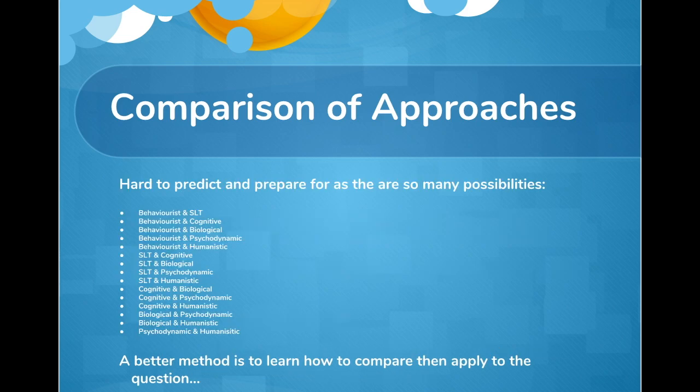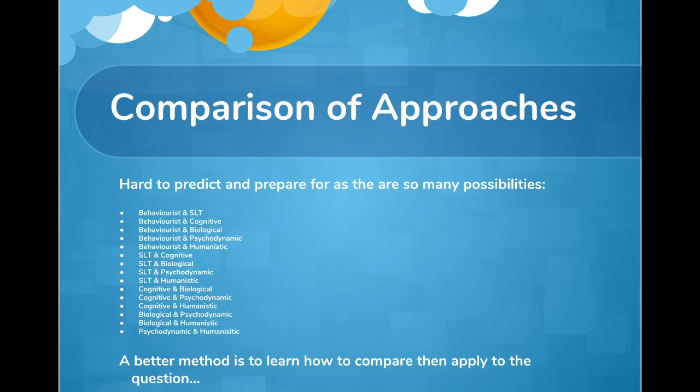It would be very hard, I think, to predict which comparisons might come up. It would be very hard, probably, to have done every comparison question before you go into the exam, and to have maybe model answers as you might for some of the other topics, just because there are so many possible comparisons. You could potentially compare any approach against any other. I tried to go through a list here. So you could compare the behaviourist and social learning, compare behaviourist cognitive, behaviourist biological, behaviourist psychodynamic, behaviourist humanistic, and then it goes on with all the other ones. So there are numerous possibilities here.